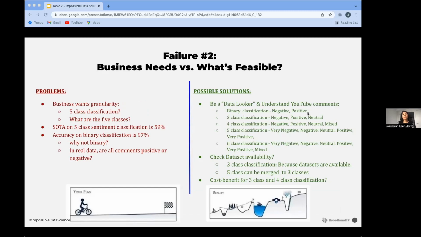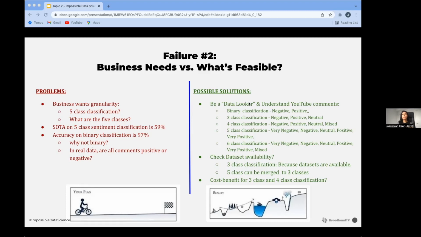So problem number two, what business needs versus what's feasible. A business wants 5-class classification because our competition is doing that. So try to understand what are their 5 classes. What's really the motivation? So what happened is we told them, hey, state of the art for 5-class classification is 59%. Why not use binary classification, because that's 97% accuracy. So the problem is like, okay, without looking at what YouTube comments really entail, what their data is like, we are jumping to conclusions because, oh, business wants 5-class classification.